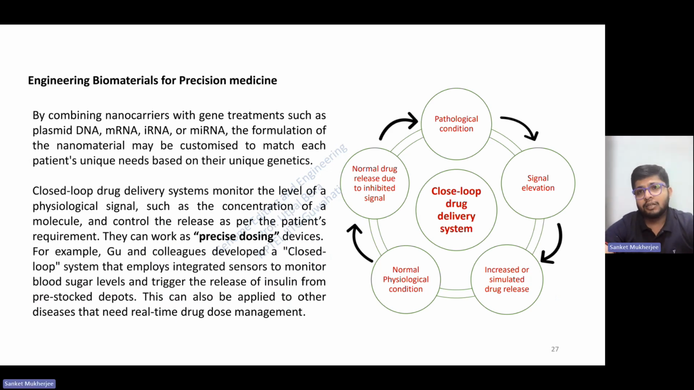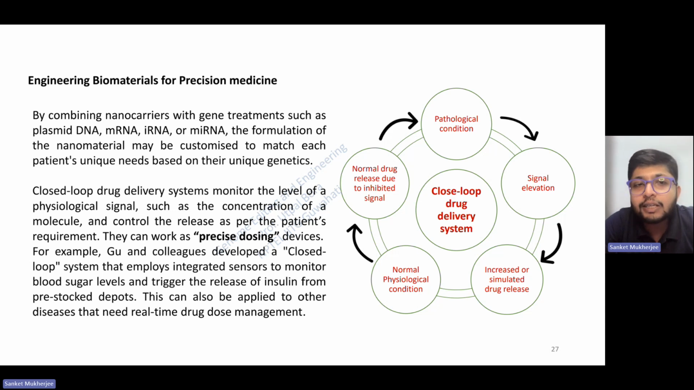Also, there are studies on virus-like particles, which are either taken from the viruses alone or made using protein engineering, or there are different metal organic frameworks that are also used. So a lot of things are currently under research.